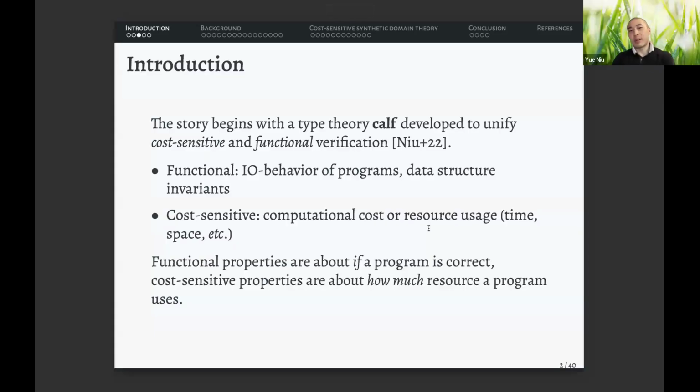So the story for this talk begins with a type theory called CAF that we've developed to unify both cost-sensitive and functional programming verification. And what I mean by functional is the pure I/O behavior of programs or data structure invariants. And what I mean by cost-sensitive is the computational cost or resource usage of programs. In other words, functional properties are about if a program is correct, and cost-sensitive properties are about how much resource a program uses during computation.